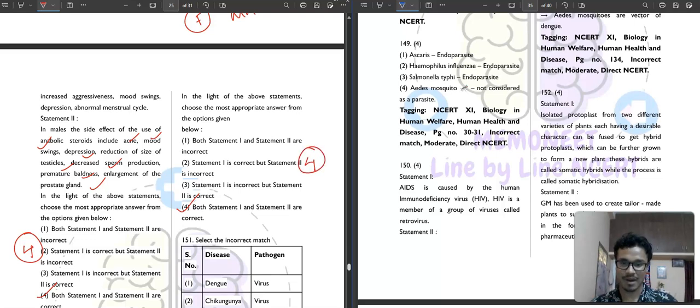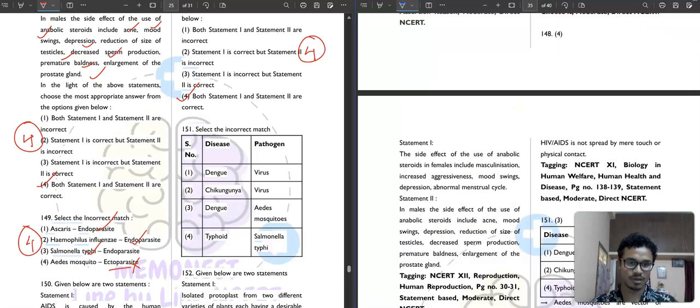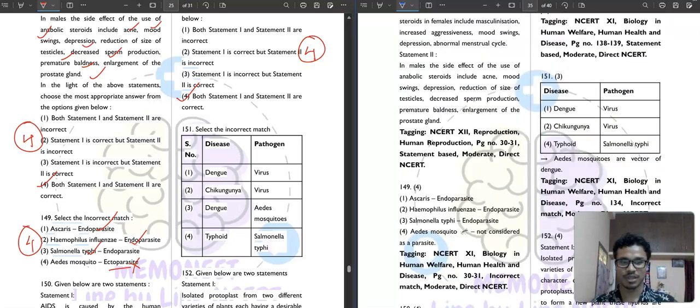Then question number 151. That's a matching type question. Dengue is a virus. Chikungunya is a virus. And for dengue, the pathogen is Aedes mosquito? No. Aedes mosquito is the vector of dengue. It is not the pathogen. The dengue virus is the only pathogen. So typhoid, Salmonella typhi, yeah, it is correct. So the incorrect match is the third option.